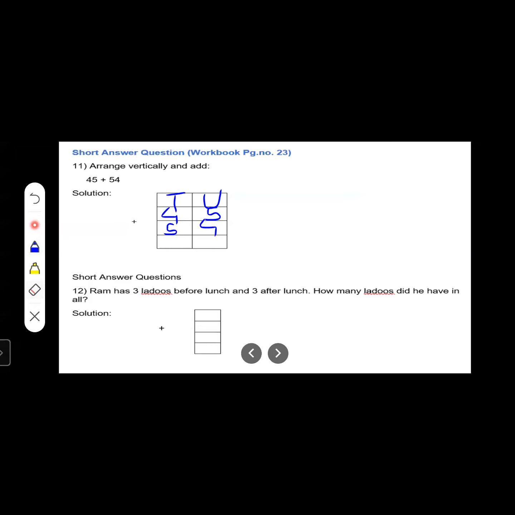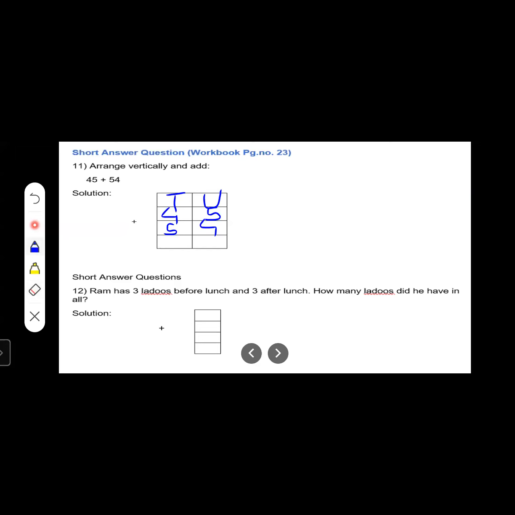Add. We will add these two numbers. 45 plus 54. Always start adding from which place? Units place. From units place you will start adding. Okay.